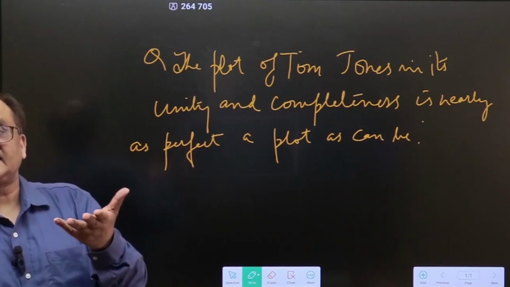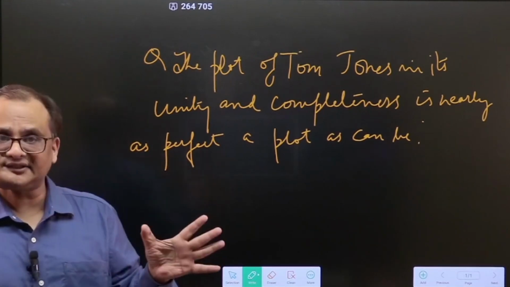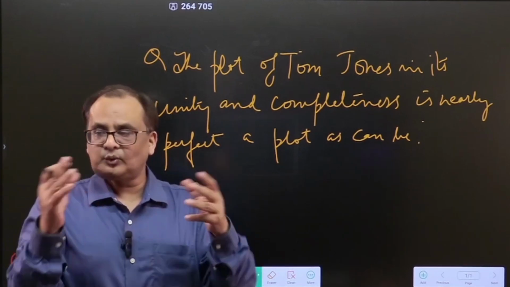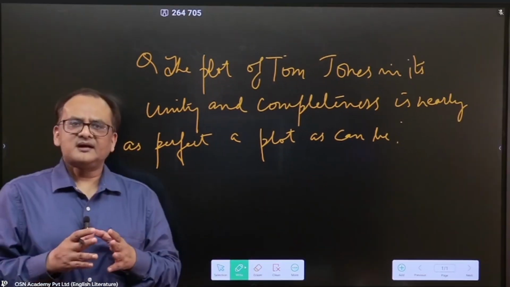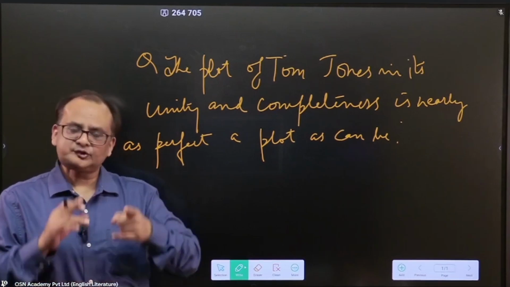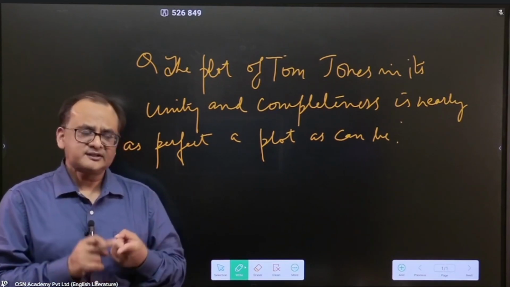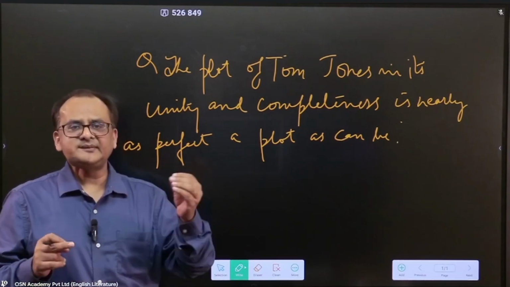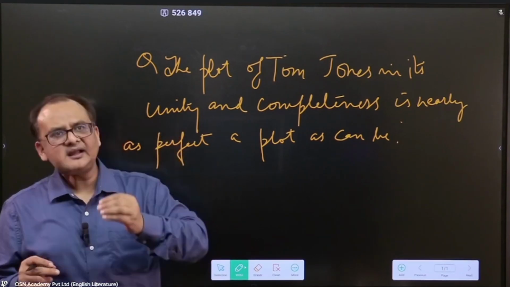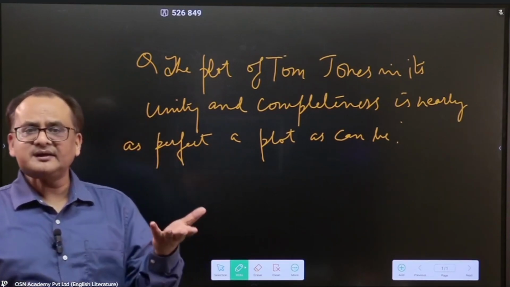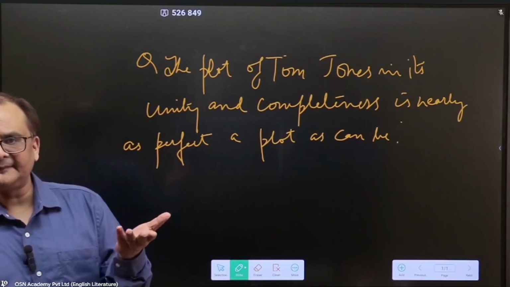You can also see that there are contrasted characters. Tom and Blifil, Squire Allworthy and Squire Western. So there are contrasted characters, Tom and Blifil, Squire Allworthy and Squire Western, Sophia and Molly, Sophia and Mrs. Fitzpatrick, Sophia and Lady Bellaston, Tom and Nightingale.